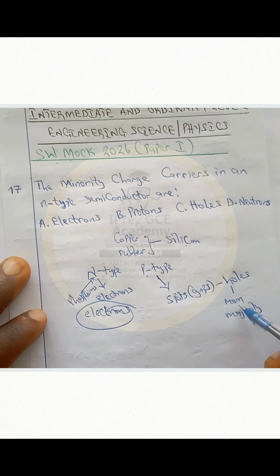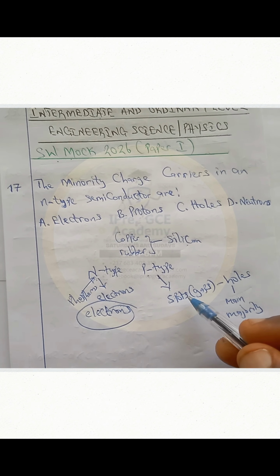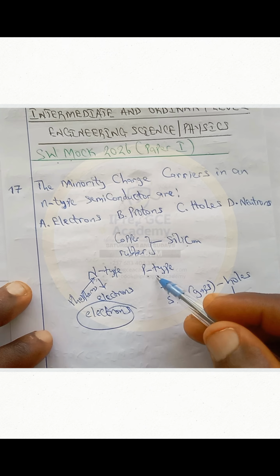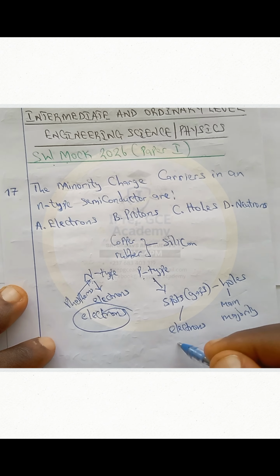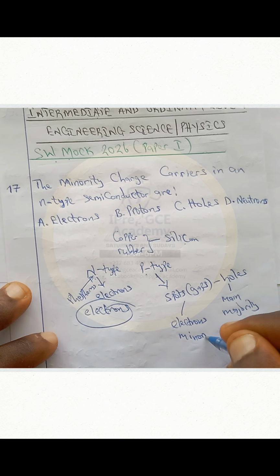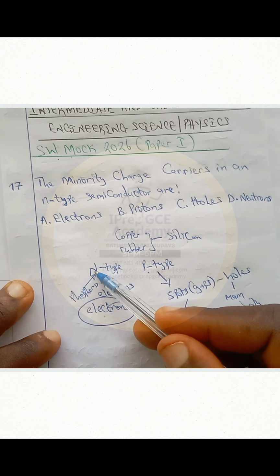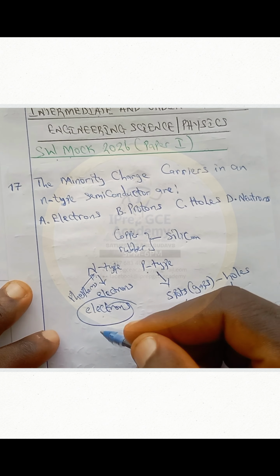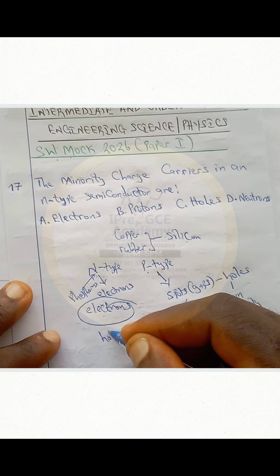So if holes are the majority charge carriers here, therefore what will be the minority? What are the charge carriers that are less in number? Well, it will be electrons, right? Electrons in this case will be the minority charge carriers under P-type. If electrons are the majority charge carriers in the negative type, what will be the minority charge carrier in the negative type? Well, there will therefore be holes.